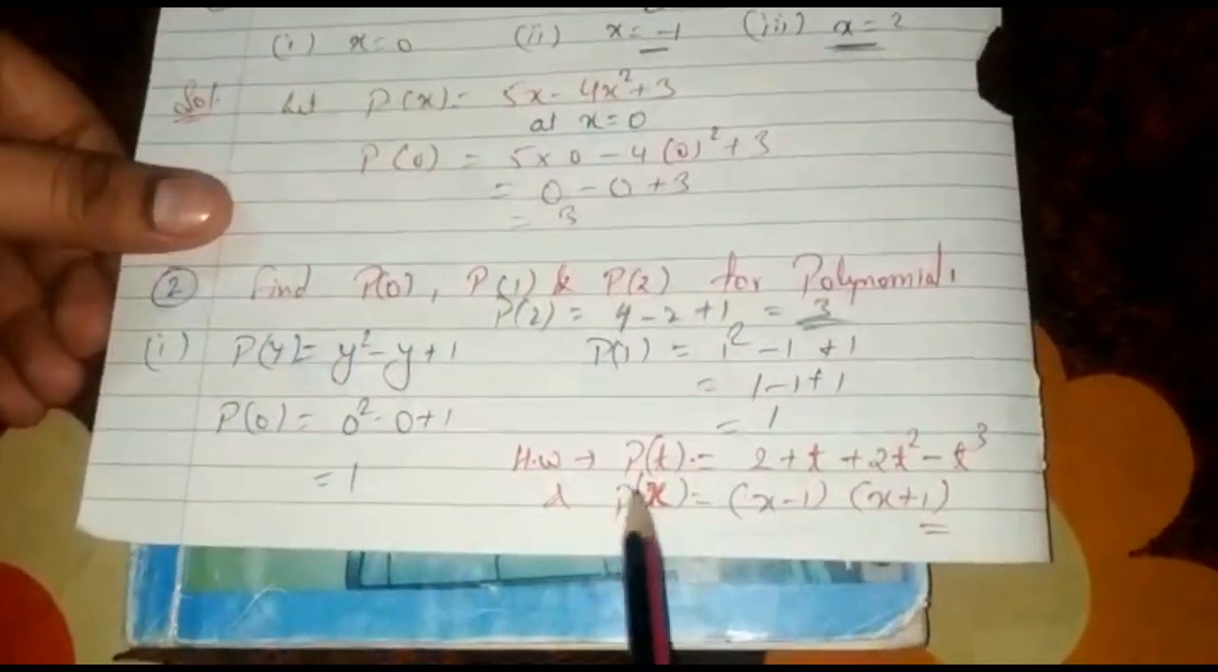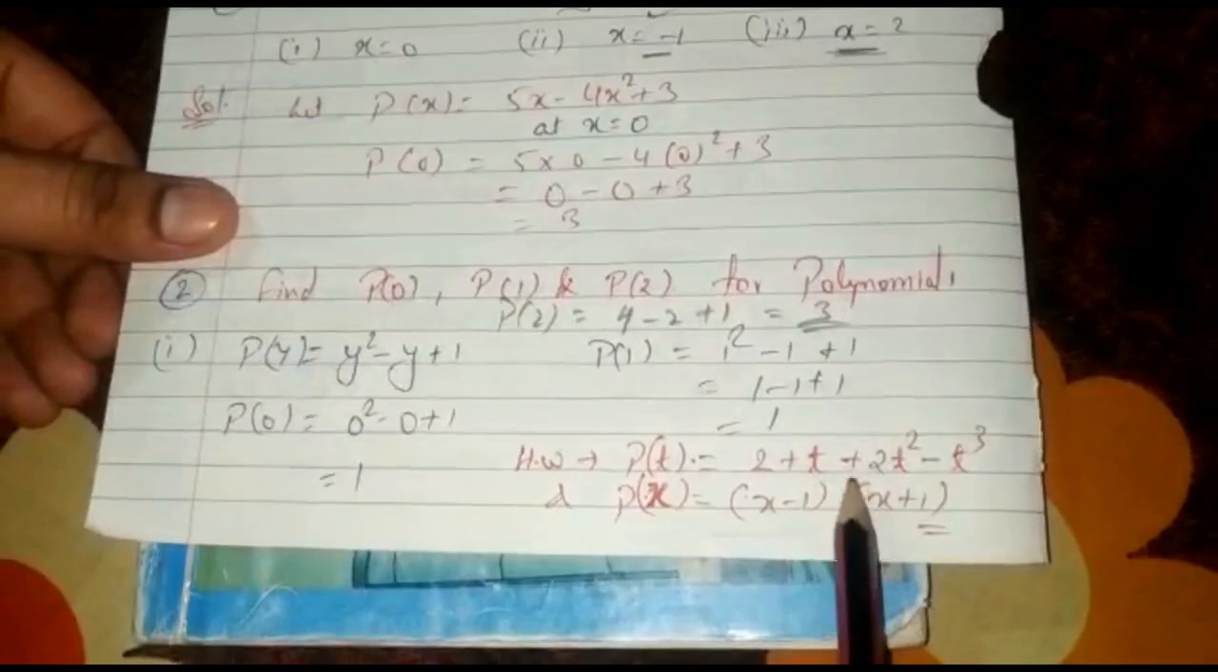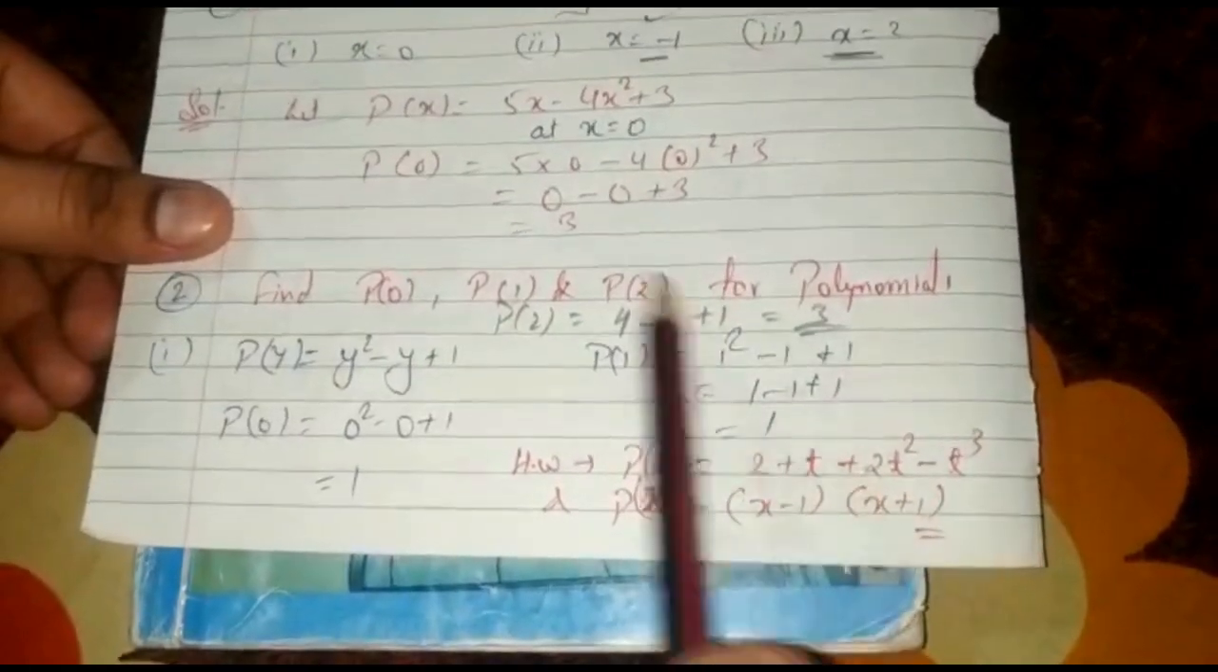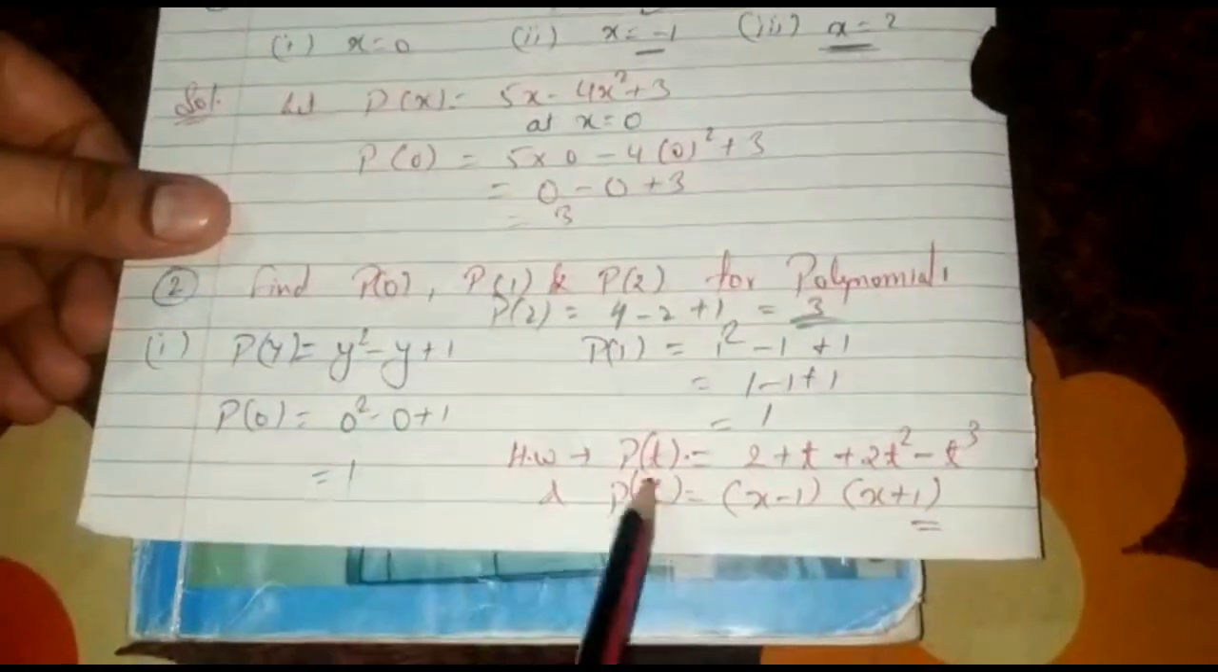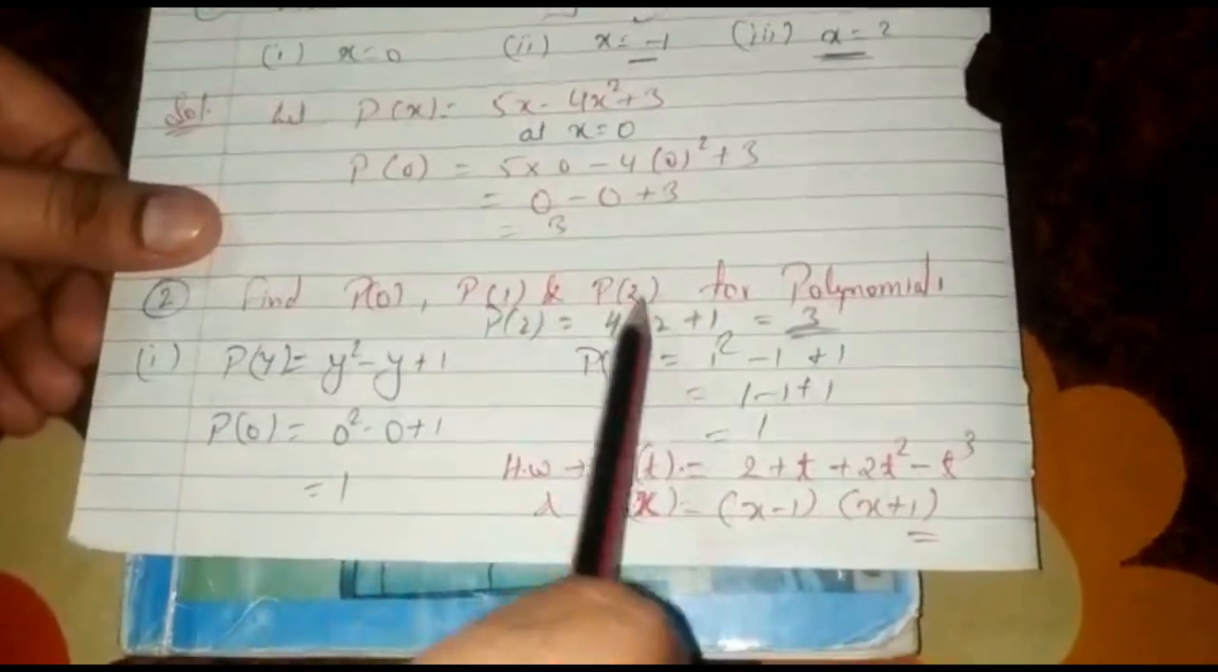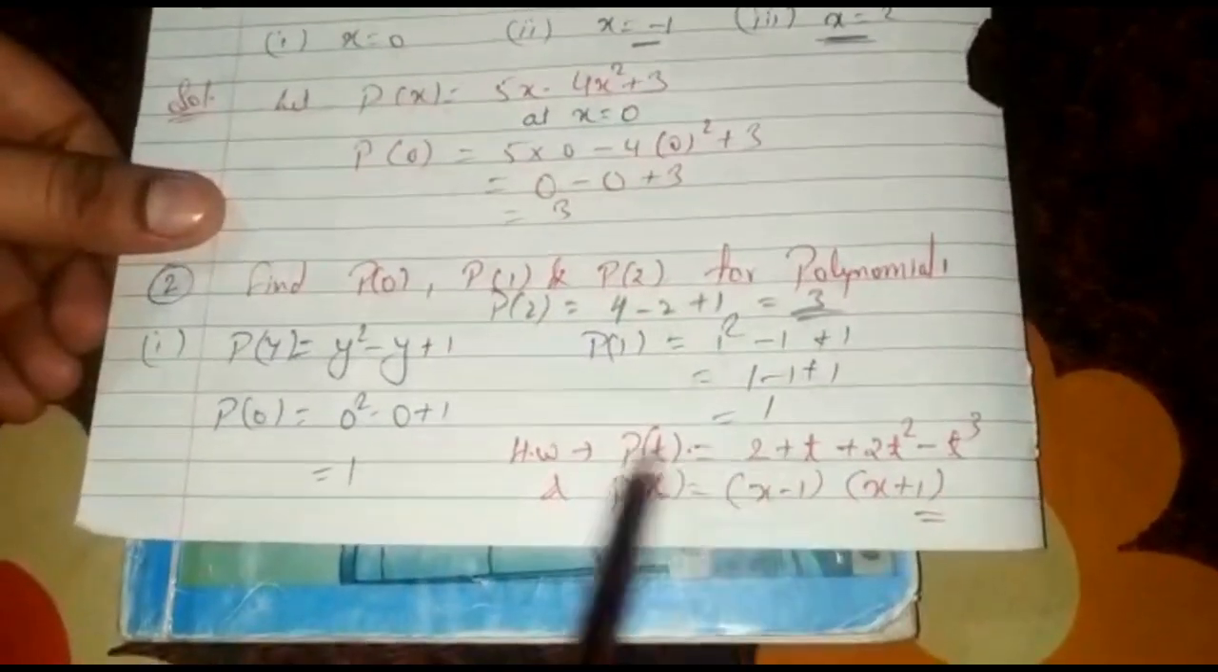Similarly, there is one more question. P of x is equal to x minus 1 into x plus 1, and you have to put the values x equal to 0, x equal to 1, and x equal to 2 in this case also.